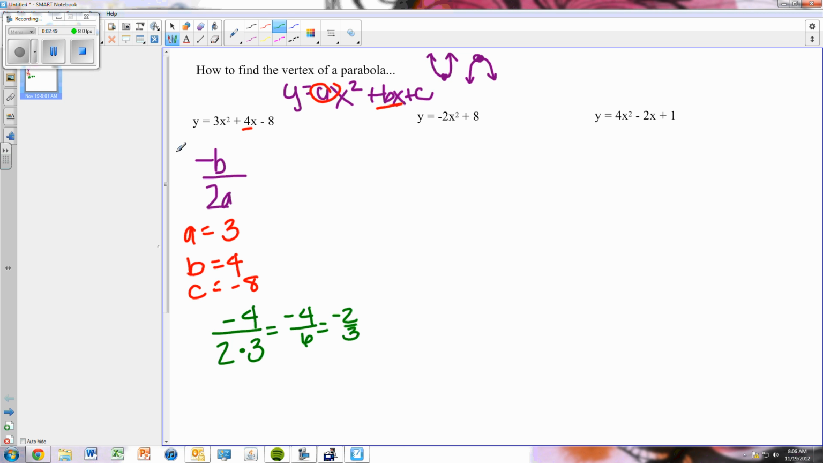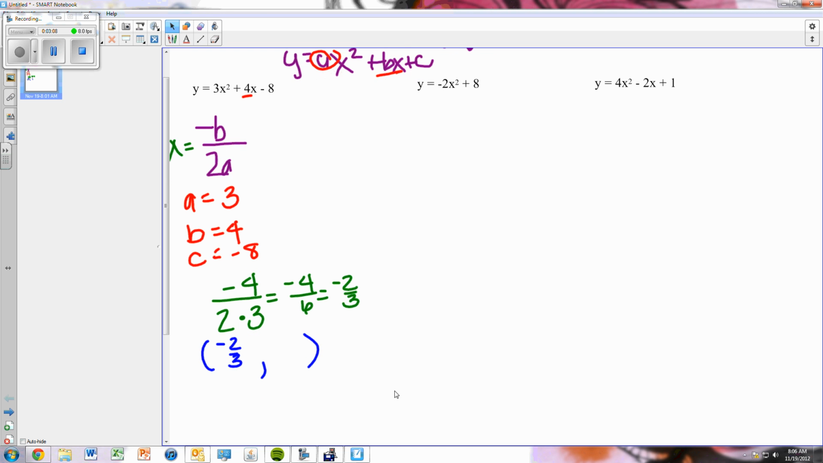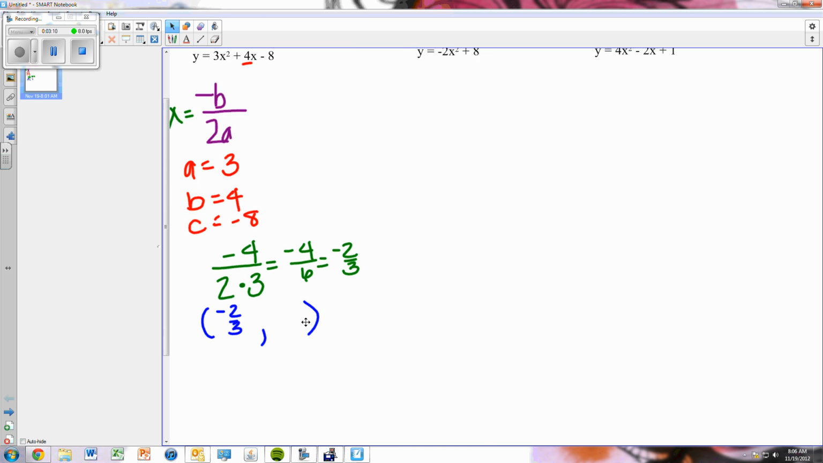This formula only gives you the x value. But a vertex is a point. It's an x and it's a y. Well, we know the x value is -2/3, so to find the y, this is the easy part, all I have to do is take this number and plug it back in this equation.